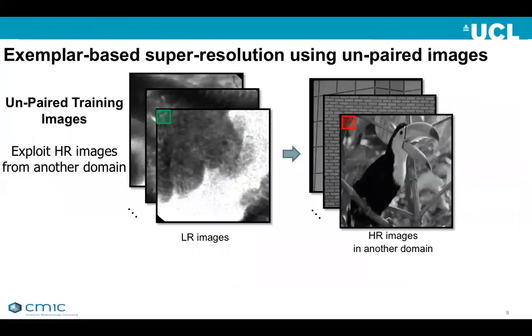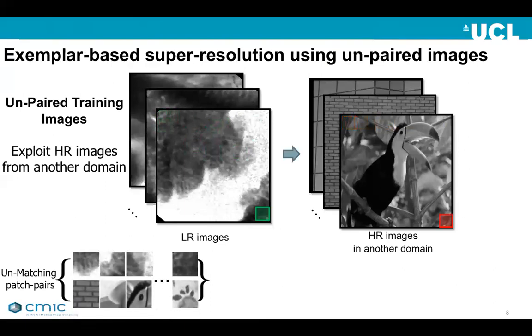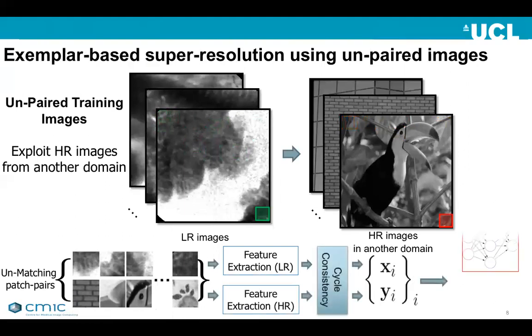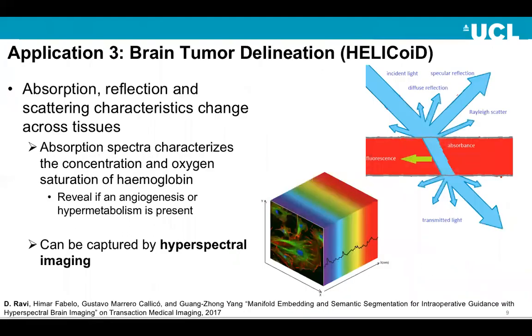In our specific case, we developed an example-based super resolution where we train a network with unpaired images. More specifically, we have low-res images coming from the initial domain, and we train a framework that has a cycle consistency based on the physical acquisition property to create high-resolution images.